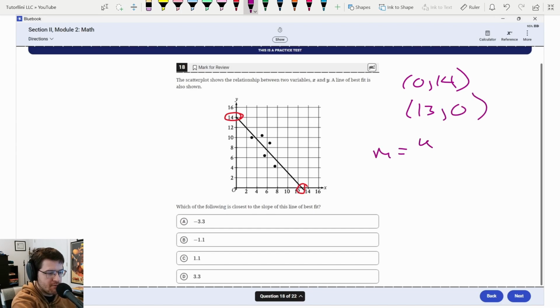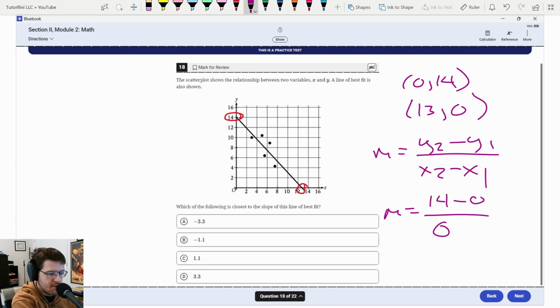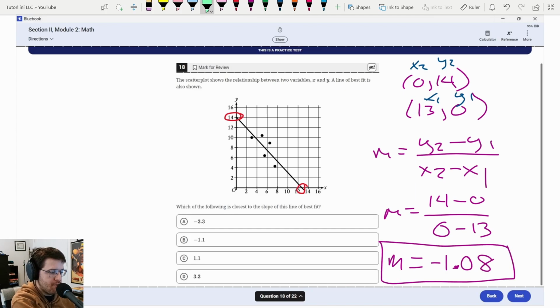So m equals y2 minus y1 over x2 minus x1. So how about I do 14 minus 0 over 0 minus 13. Let me just make it clear what I'm doing. I called this guy x2, y2, and I called this guy x1, y1. So 14 minus 0 over 0 minus 13. Let me put that in a calculator. And I'm getting negative 1.08, something like that. And that is closest to answer choice B.